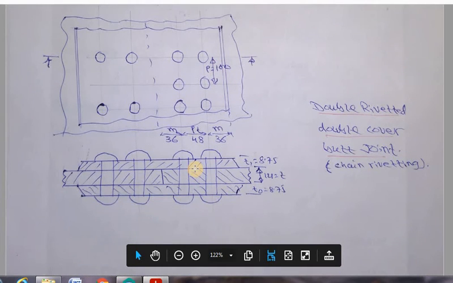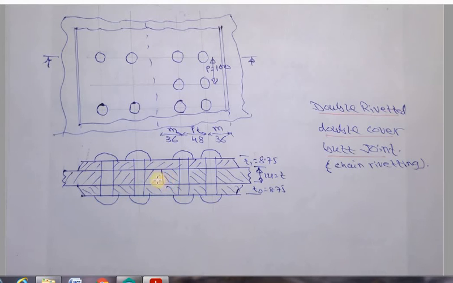So I have given here the joint figure. You can see the figure very clearly. Yesterday I gave you a triple riveted double covered butt joint. Now I am giving you a double riveted double covered butt joint. These two are the parent plates. This is one plate butting over here face to face, and this is another.